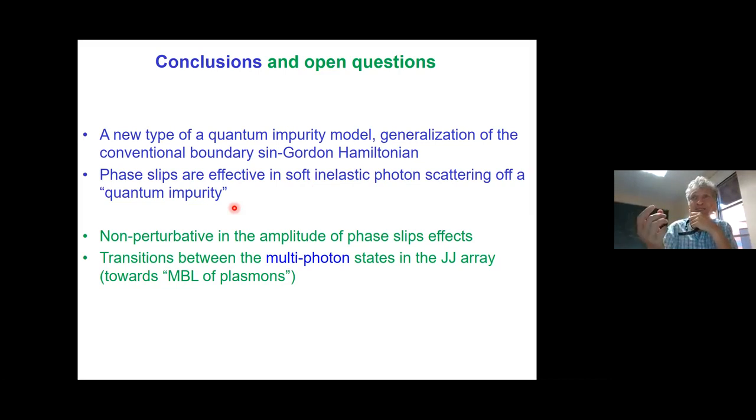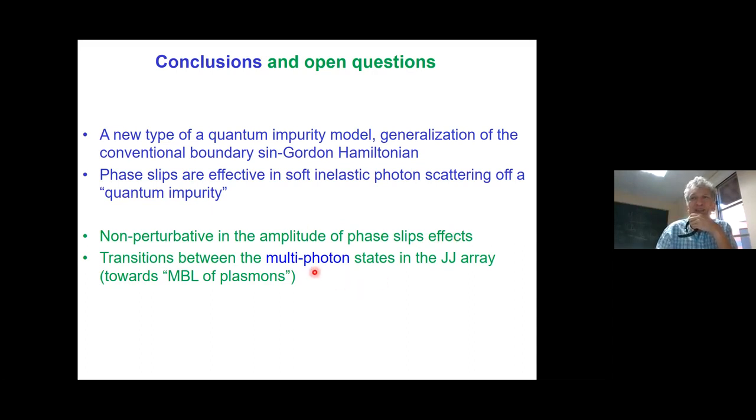The phase slips actually turned out to be a very effective mechanism of soft inelastic photon scattering of this quantum impurity. Now, what would be interesting to do is to go non-perturbatively in the ability of phase slips, which we didn't do yet, but it's probably doable.